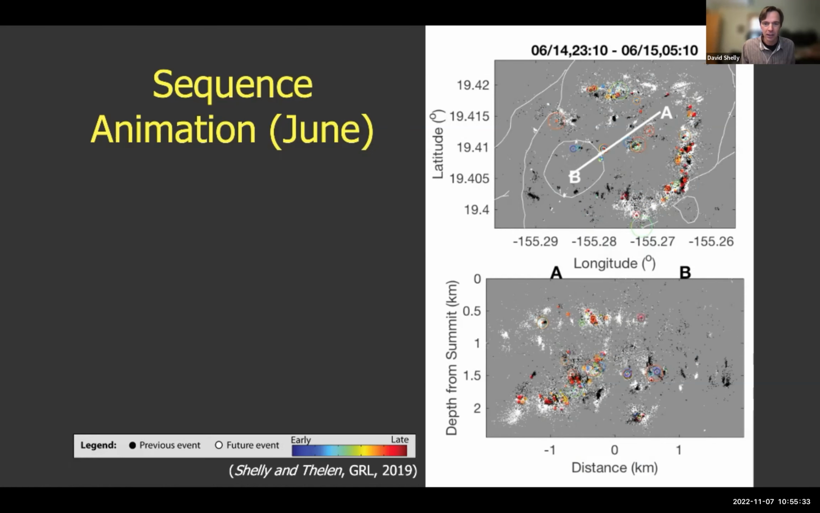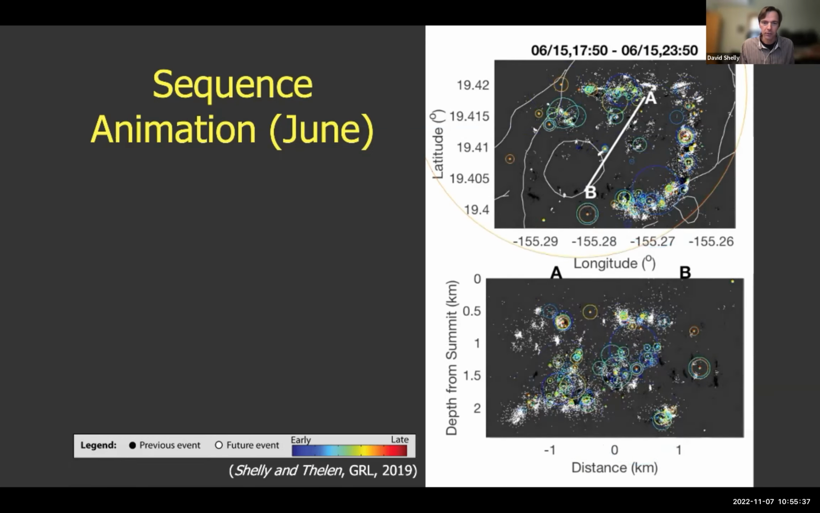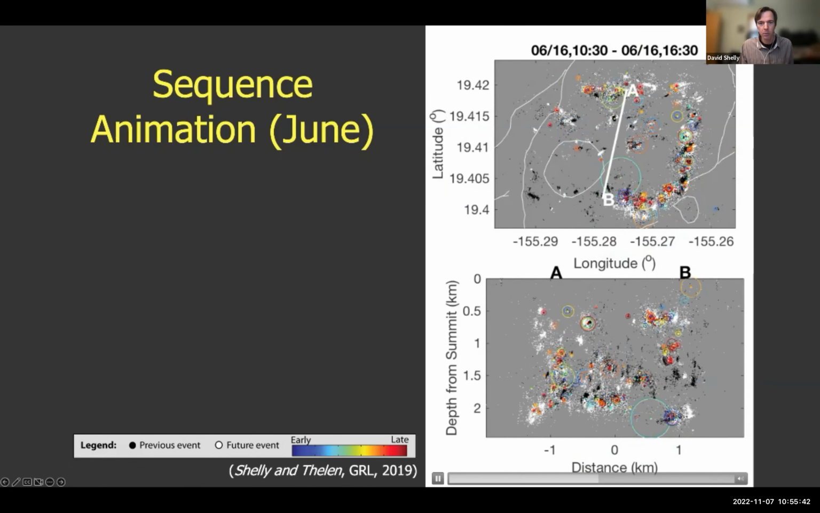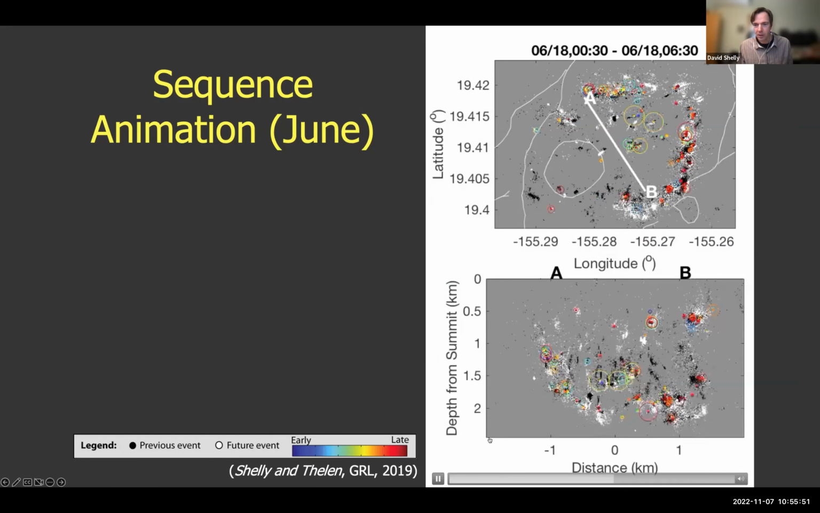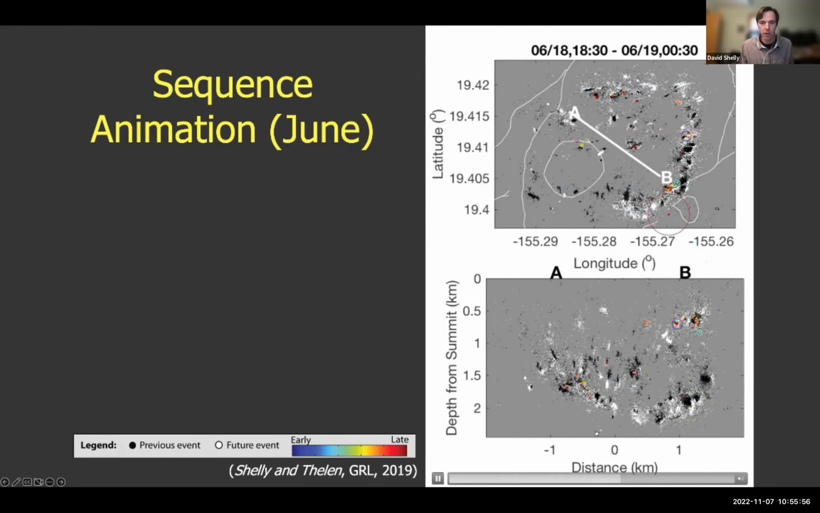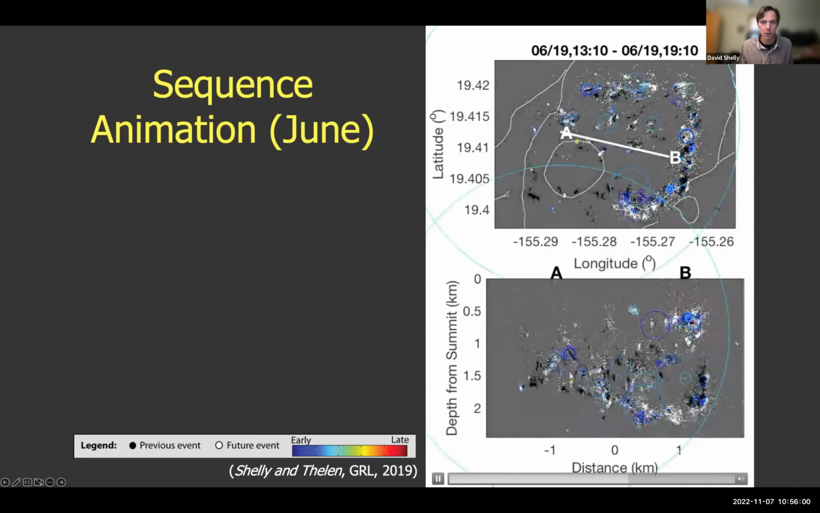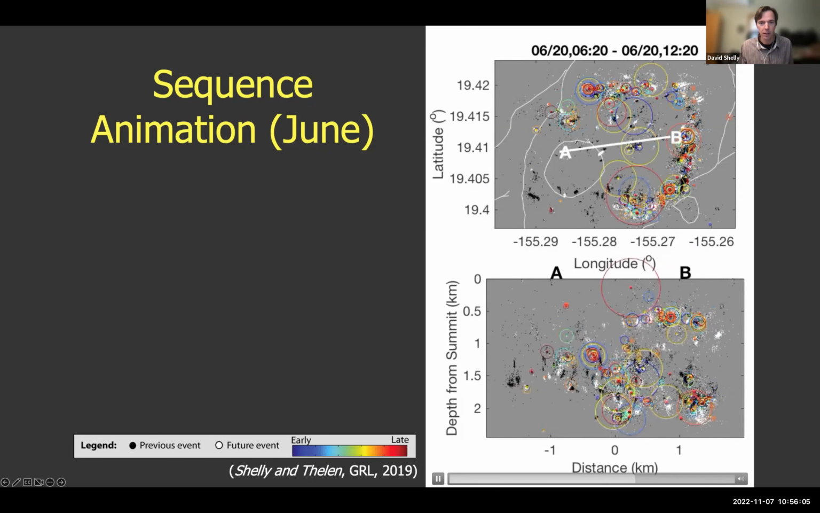You have magnitude 2s and even magnitude 3 repeating earthquakes just popping off very rapidly along this rim of at least the eventual collapse zone. So these sequences are just happening over and over. Things start going a little bit more rapidly. Now we're into mid to late June here, so the sequence has been going on for over a month.